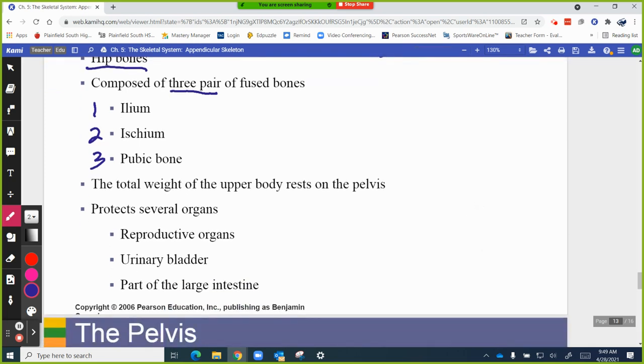Big thing here for the hip bones is they protect several organs. Most of our reproductive organs are housed here for protection. The urinary bladder is also here, and the lower part of our large intestine is also housed in those bones. That's one of the reasons why a hip fracture can become really serious, because the bone itself can lacerate any one of those organs.